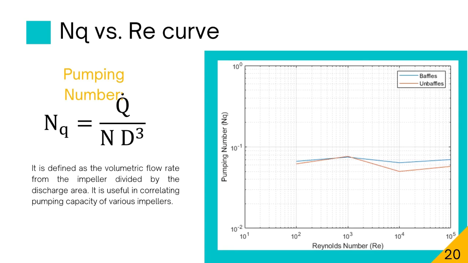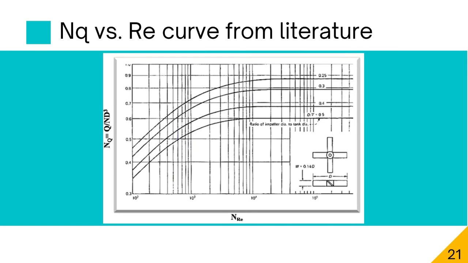Thus, the flow patterns occurring within the so-called transitional regime conditions should be regarded as the main responsible for the differentiation of the two systems. Note that although the NQ versus Reynolds curve from literature has a different behavior from the one obtained by CFD simulation, the values are so close.